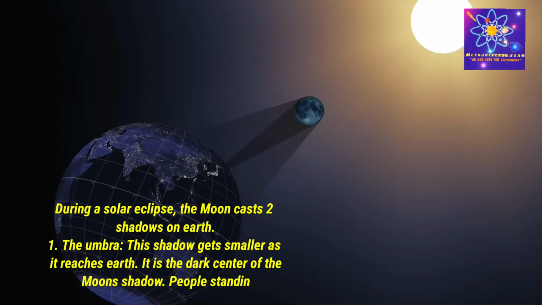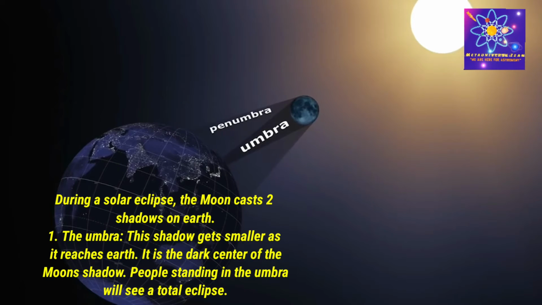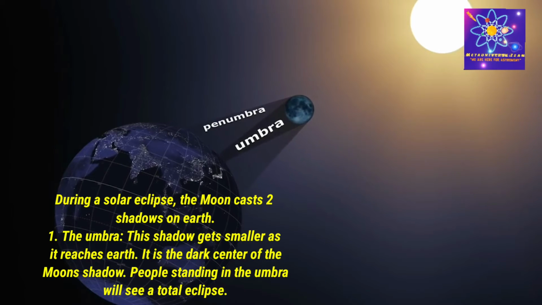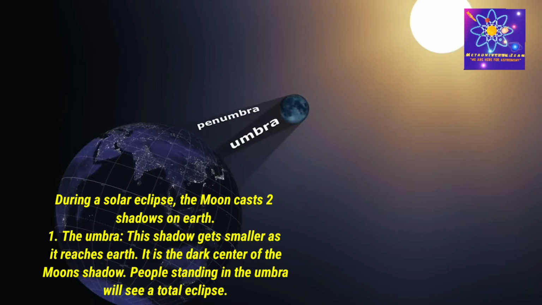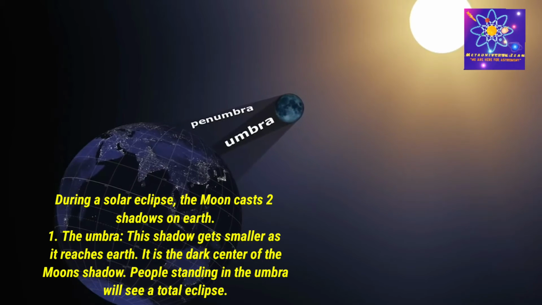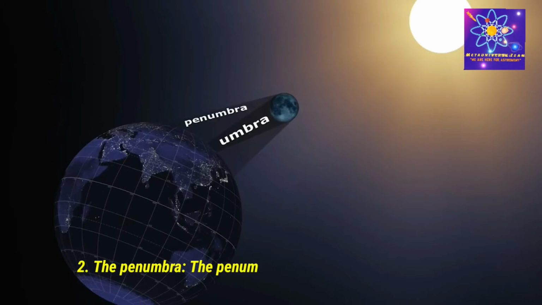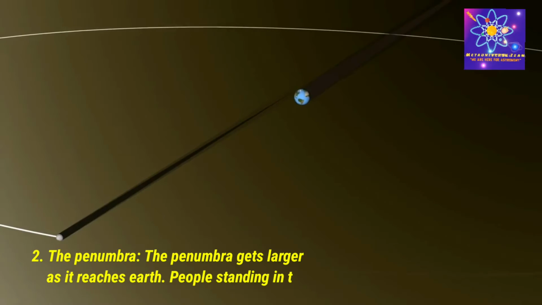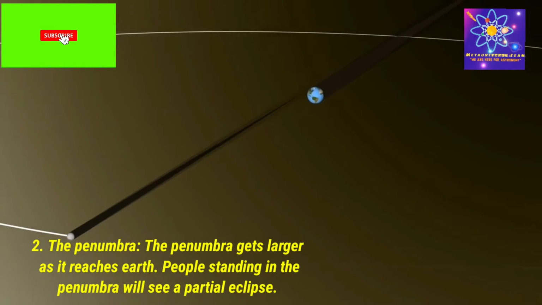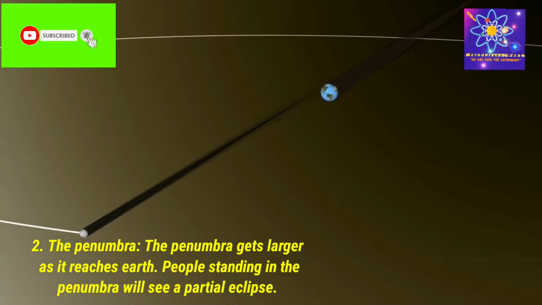During a solar eclipse, the moon casts two shadows on Earth. The umbra. This shadow gets smaller as it reaches Earth. It is the dark center of the moon's shadow. People standing in the umbra will see a total eclipse. The penumbra. The penumbra gets larger as it reaches Earth. People standing in the penumbra will see a partial eclipse.